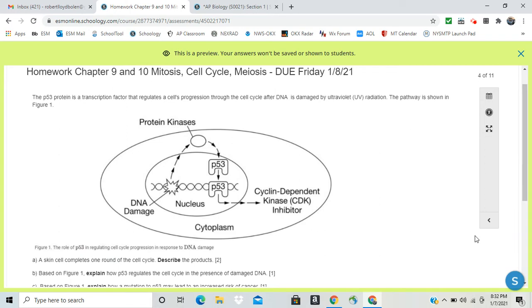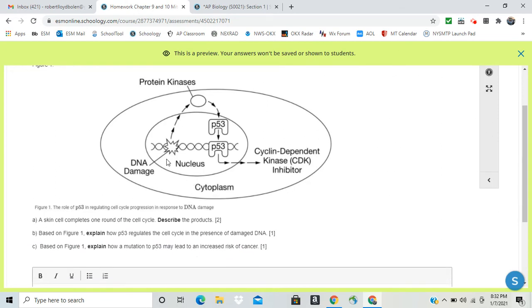P53 protein. Here we go. Okay, so they're showing you this diagram of P53, and it's a transcription factor that regulates a cell's progression through the cell cycle after DNA is damaged by UV radiation. And so they show you this pathway. So you can see you have damage that triggers kinases, which activate P53. And then P53 activates this thing called a cyclin-dependent kinase, or CDK inhibitor. Okay, so it's going to inhibit something.